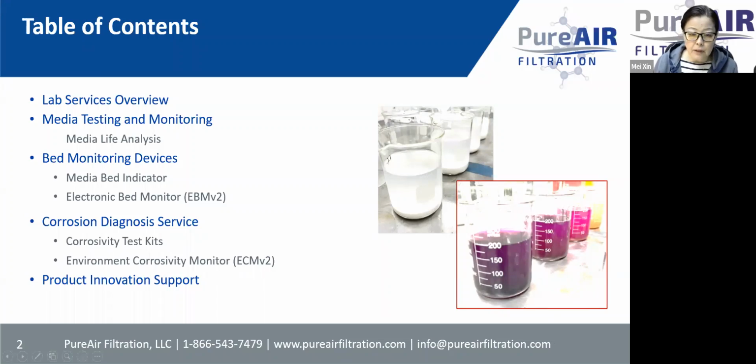The next topic I'm going to talk about is corrosion diagnosis service. In our lab, we provide 2 different types of services. First one is corrosivity test kits. We collect the kit sample from on-site and we analyze the test kits in the lab. You also have an upgrade option for the environmental corrosivity monitor. You can do it online and you can have full control. And it's an upgrade version. I will go over all the details in the following sessions.